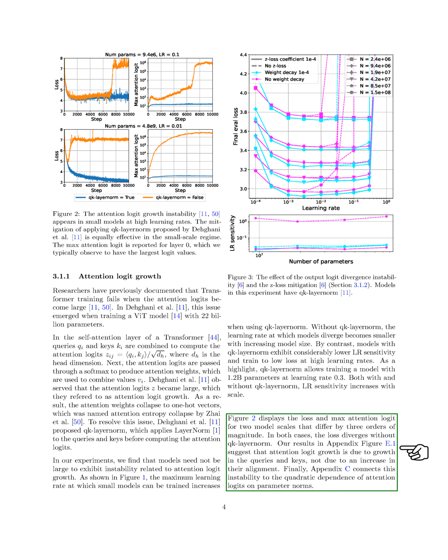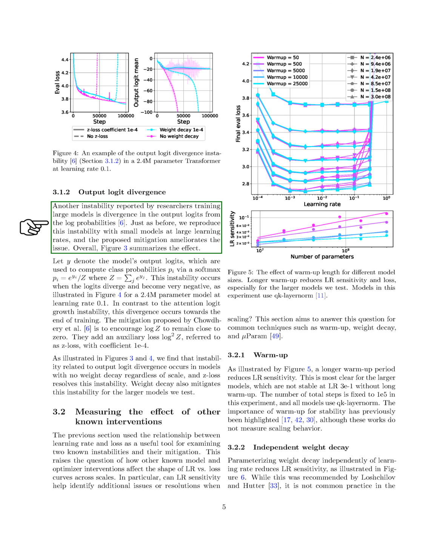Section. Output logit divergence. We've noticed that when training large models, there can be a divergence in the output logits from the log probabilities. This divergence is a type of instability that we've been able to reproduce with smaller models at high learning rates. However, we found a way to mitigate this issue.